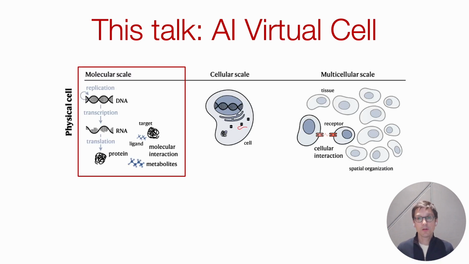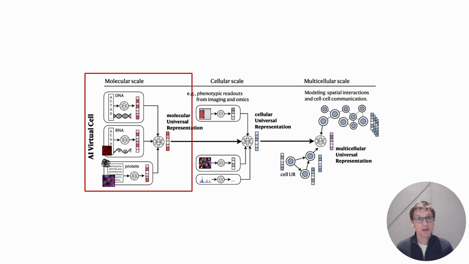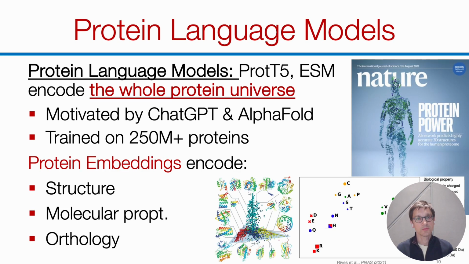So today I'm going to talk about this vision of the AI virtual cell across all these three different scales, and I'm going to give you some vignettes and some of the first steps we've taken to actually demonstrate the viability of this approach. First, I'm going to talk about the molecular scale embeddings. Just to mention them quickly, here we are thinking about encoding the molecules of the central dogma of biology: DNA, RNA, and proteins.